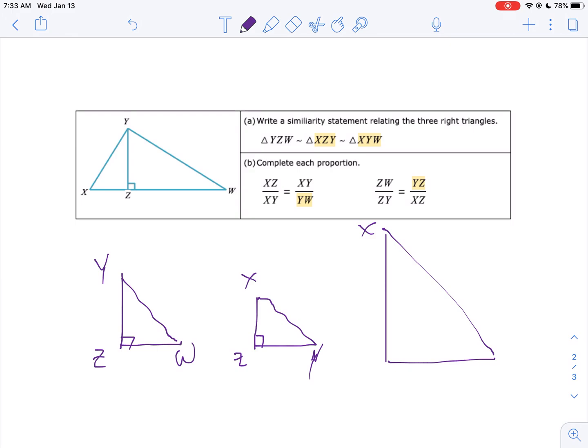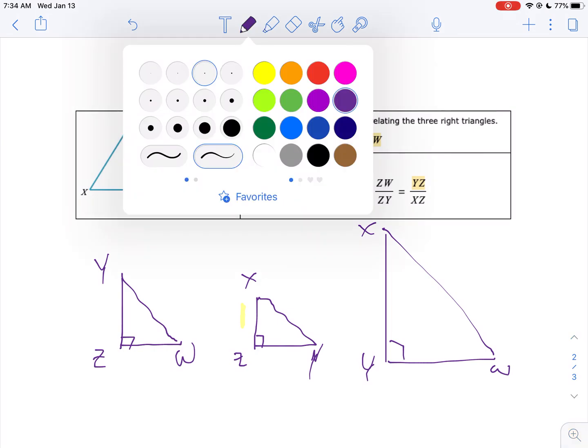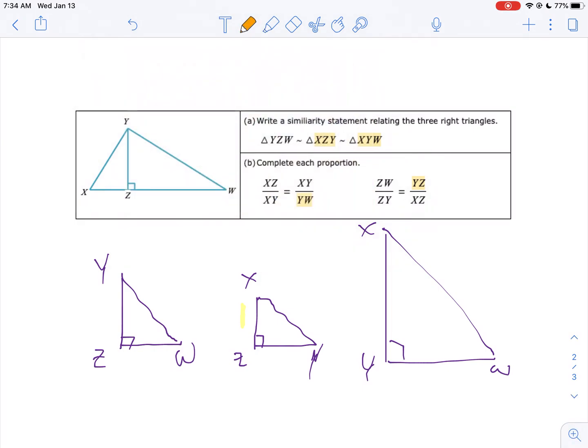So we have X, Y, W with your right angle at Y here. Now, look at what you're given. We have XZ is to XY. So if I mark this, XZ is to XY. So we're saying the longer leg is to the hypotenuse.